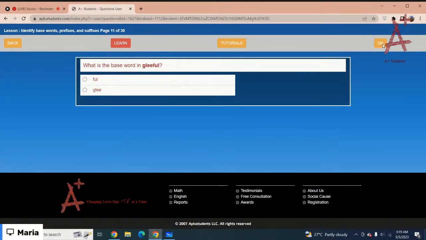What is the base word in gleeful? Which is the correct option? It would be glee. The correct option is glee. Full is the suffix, glee is the base word. Just read the question carefully. What is the base word? You have to identify the base word. The base word is glee.